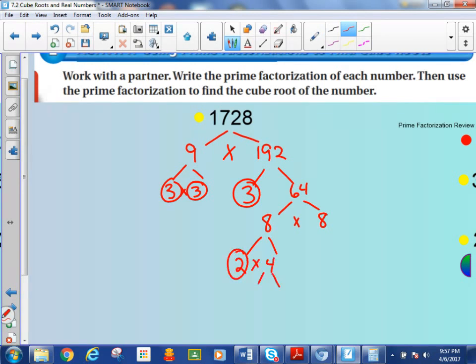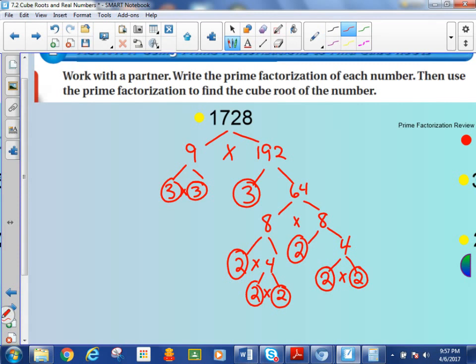2 is prime, so I have to make sure I circle it, and then 2 times 2 on my 4, so I'll continue that same pattern up on my other 8. 2, 4. 4 will break down to 2 times 2. Very important that as you get to your prime numbers, you circle them.